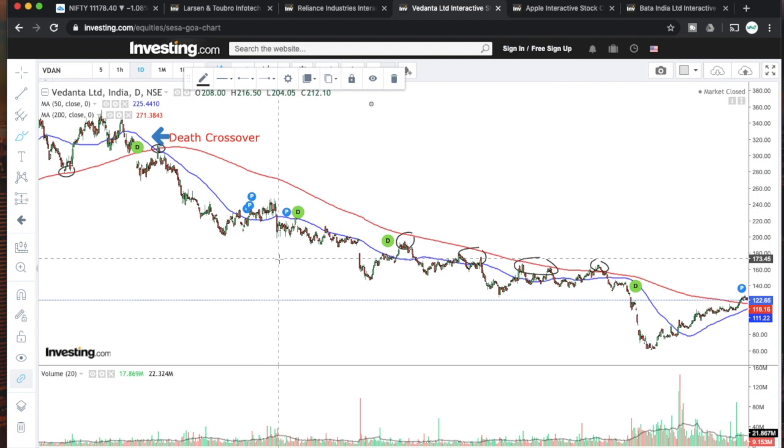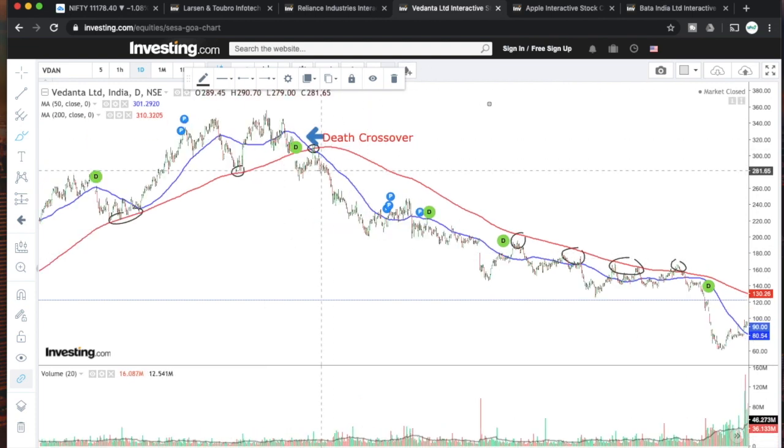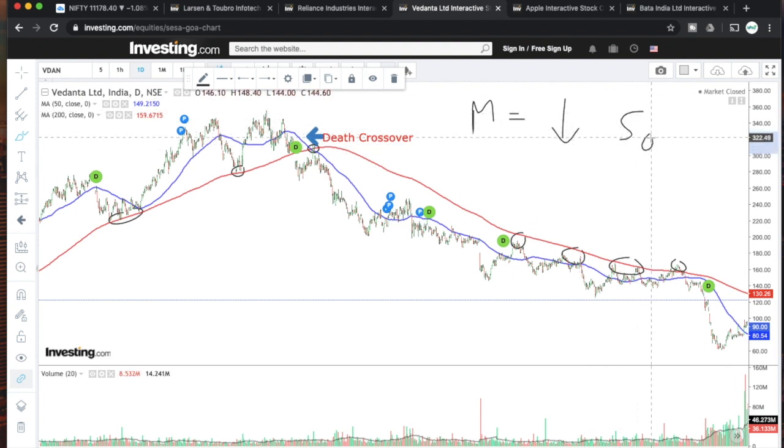Again, talking about the Vedanta example of a death crossover. Now, in the death crossover, things have become really bearish. So now, what's the market structure? Ask yourself. The market structure for Vedanta, for any company that has given a death crossover, is bearish. So now, what strategy are we looking at? Are we going to take a buying position in the market? No. What we are trying to do is a sell on rise strategy.